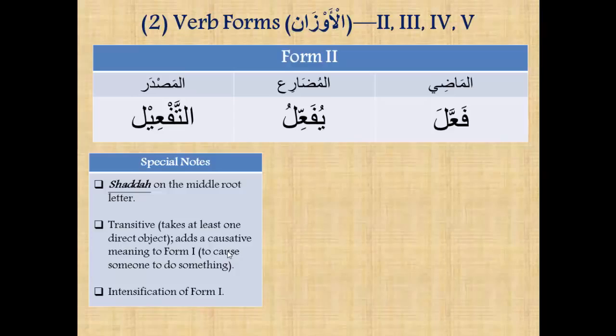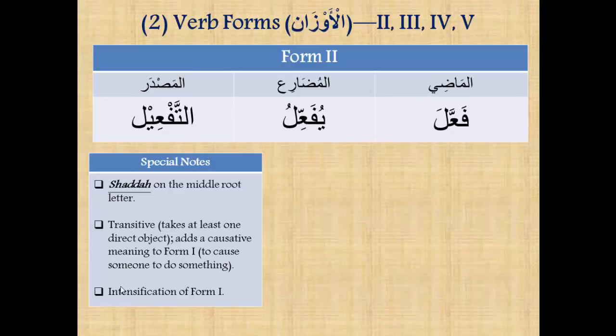Another example, thabata yathbut, means to be firm or strong in form 1. In form 2, thabbata yuthabbitu at-tathbit, means to make someone strong, to strengthen, or to make something strong, like a case or a claim. So it means to confirm or to substantiate. So thabbata means to strengthen or to confirm and substantiate something. So those are examples of form 2 verbs adding a causative meaning to form 1, making someone or something do the action of form 1.